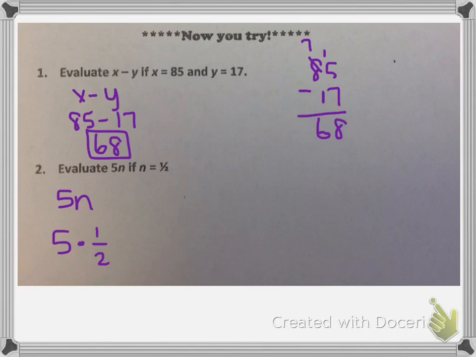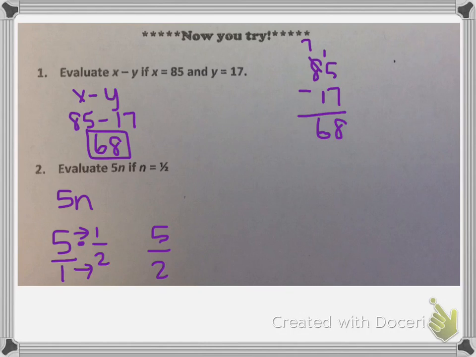So now 5 times n becomes 5 times 1/2 because n equals 1/2. And we know how to multiply fractions. We have to write our whole number as a fraction, check to see if we can cross simplify. We cannot, so we multiply straight across. 5 times 1 is 5, 1 times 2 is 2, and I get 5/2, which is an improper fraction.